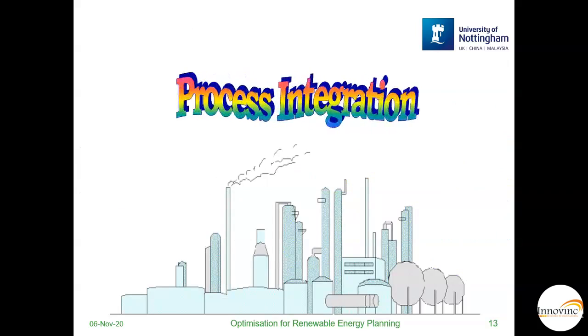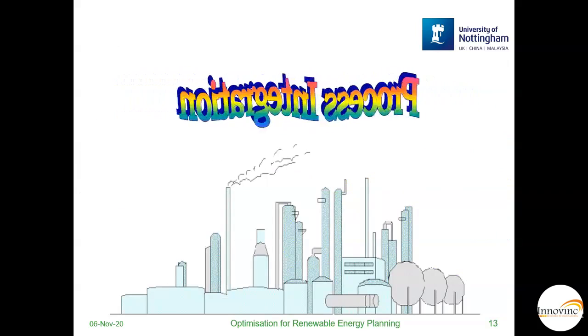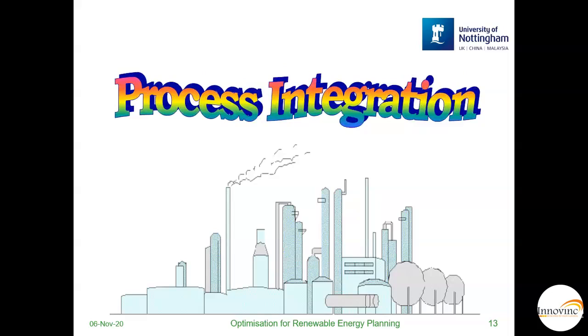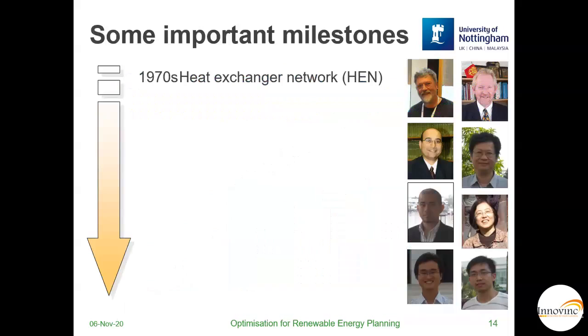I will show you the first optimization technique that I will talk about. This is called process integration. This technique started in the 1970s for heat exchanger network synthesis during the first world oil crisis. A decade later, it was extended to cover mass integration, where mass separating agent use is minimized in order to prevent pollution.